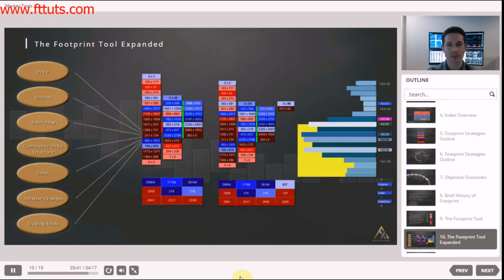The last thing we can add to the footprint tool is other types of trading tools such as volume weighted average price, market profiles, the 50% or the midpoint of the market with the high and the low. We can add a number of other traditional trading tools to the footprint tool, so this is an expansion of it. What we're going to do next is look at a Blackboard example and highlight all of these 7 elements on a practical example utilizing the Blackboard.